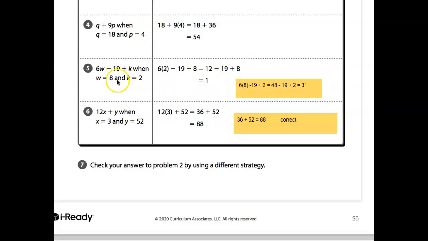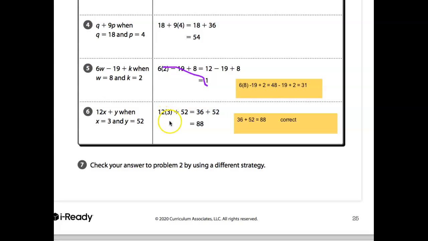Okay, guys, let's look at 5. It should be 6 times 8. Can you see that they put the wrong value in for the variable w? They put 6 times 2 in. It's 6 times 8 minus 19 plus k, which is 2. So 48 minus 19 plus 2 is 31. So they got that one wrong. So we'll just mark that as wrong, and we corrected it.